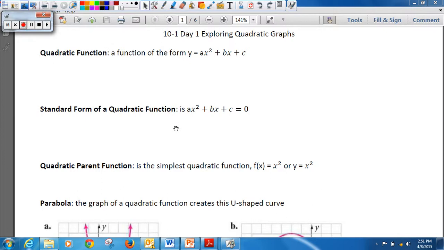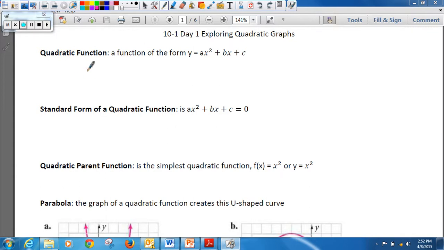Okay, today we'll be beginning chapter 10. 10-1 day 1 is exploring quadratic graphs. Quadratic functions are functions in the form of y equals ax squared plus bx plus c. A and b are coefficients. C is a constant, because it doesn't have a variable behind it.